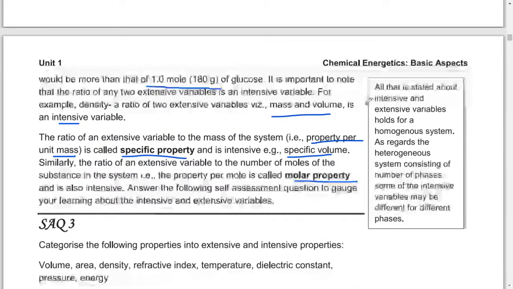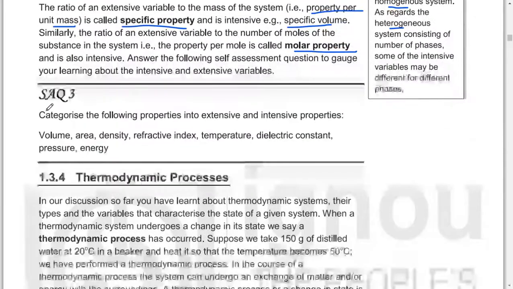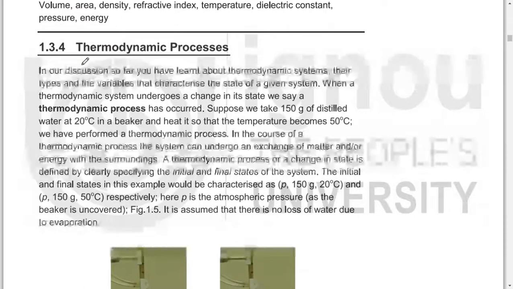All that is stated about intensive and extensive variables holds for homogeneous systems as regards the heterogeneous systems consisting of a number of phases. Some of the intensive variables may be different for different phases. SAQ 3: Categorize the following properties into extensive and intensive properties: volume, area, density, refractive index, temperature, dielectric constant, pressure, energy. Comment on this.